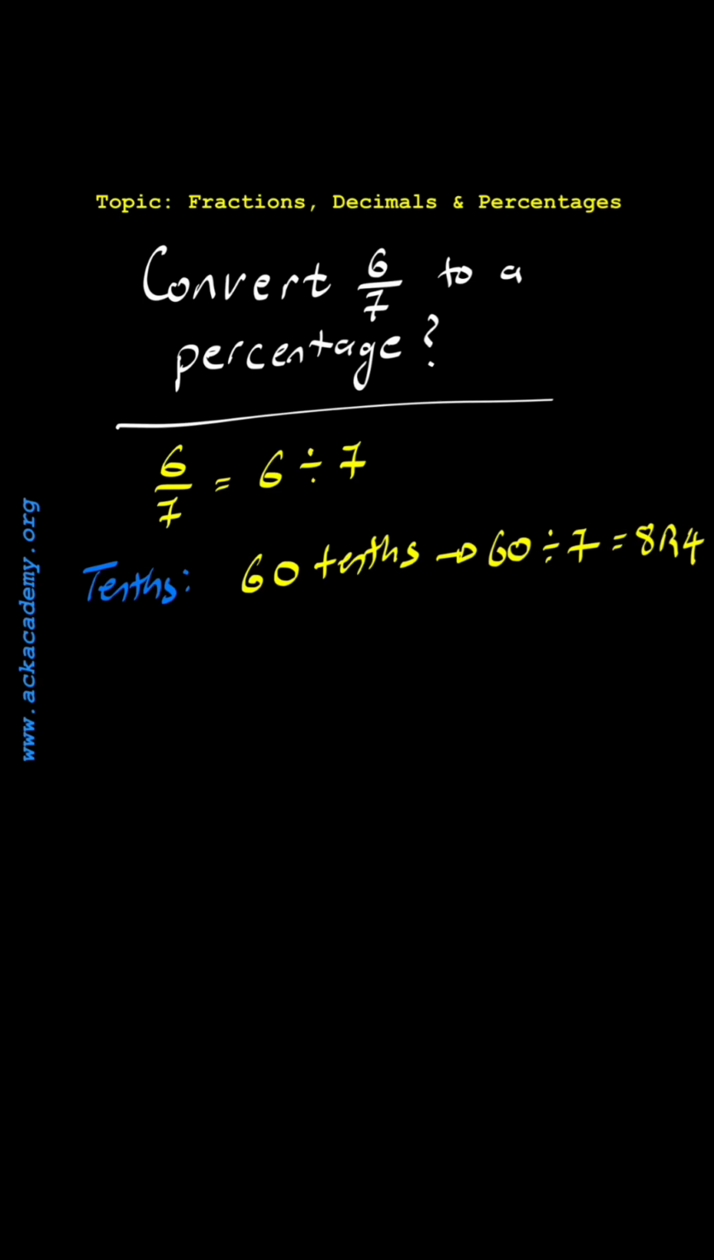Alright, so now let's move to the next step, which is what's right of the tenths. That's the hundredths. Alright, so now we have this remaining 4. So this 4 tenths becomes 40 hundredths. So that means 40 divided by 7. And now I'm left with 5, because 5 times 7 is 35, so remainder 5.